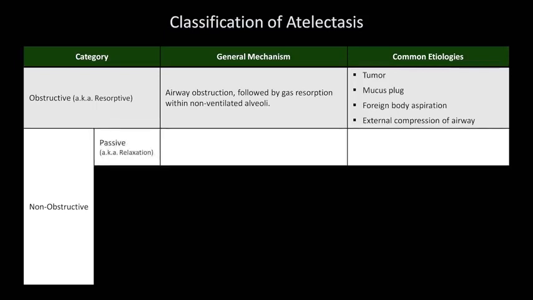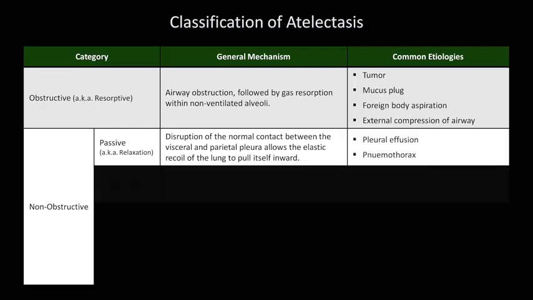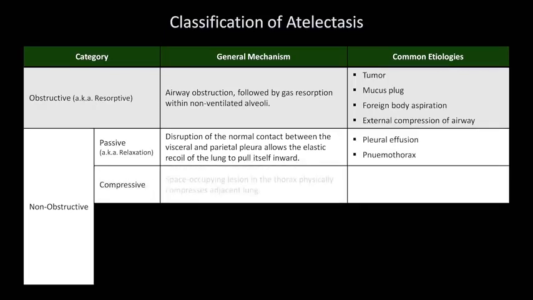Passive atelectasis occurs when there is disruption of the normal contact between the visceral and parietal pleura, which then allows the elastic recoil of the lung to pull itself inward. This is seen in pleural effusions and pneumothoraces. Compression atelectasis is when a space-occupying lesion in the thorax physically compresses adjacent lung. This is seen in large tumors or an elevated diaphragm.